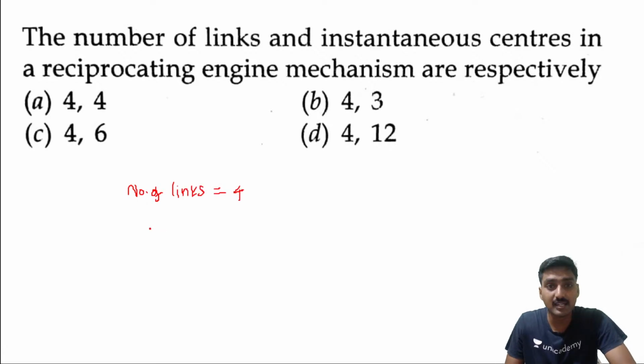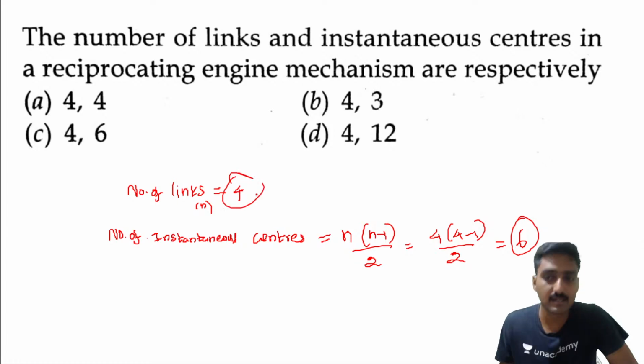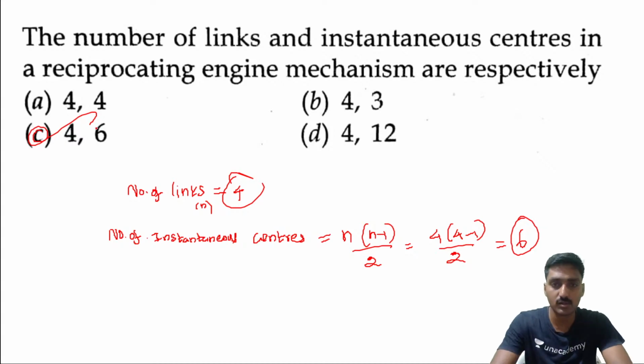Then totally how many instantaneous centers are there? Number of instantaneous centers formula is n into n minus 1 divided by 2, where n is the number of links. It's 4 into 4 minus 1 divided by 2. It's 12 divided by 2 is equal to 6. Therefore number of instantaneous centers 6, number of links 4. It's 4 comma 6 is the right solution for this question.